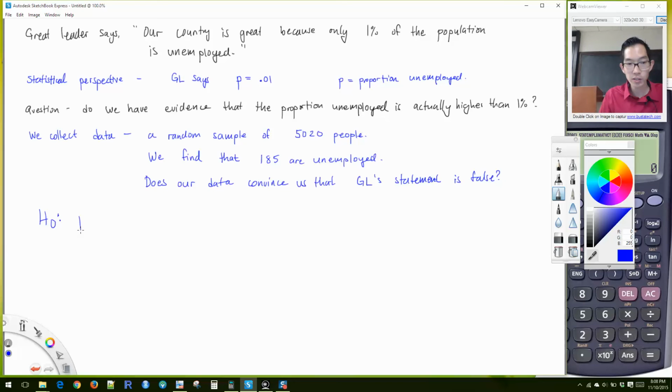So our null hypothesis is going to be that the proportion that's unemployed is indeed 1%. So our null hypothesis basically says great leader speaks the truth. The proportion that's unemployed is only 1%. The alternative would be that great leader is not speaking the truth, and the proportion of unemployed people is actually higher than 1%. Okay?